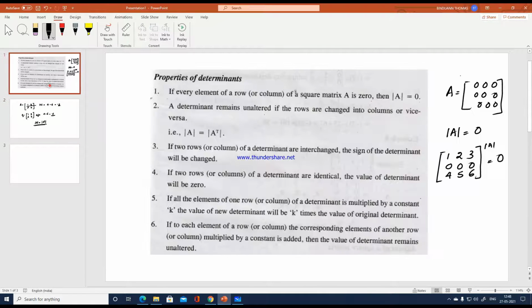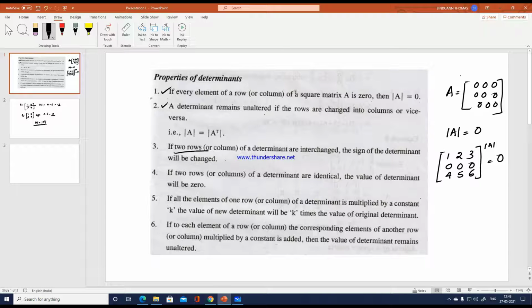That is the second property. The second property states that a determinant remains unaltered if the rows are changed to columns or vice versa. So the determinant of A will be equal to the determinant of A transpose. Now let's see what property 3 states. We finished properties 1 and 2. Now let's see property number 3.